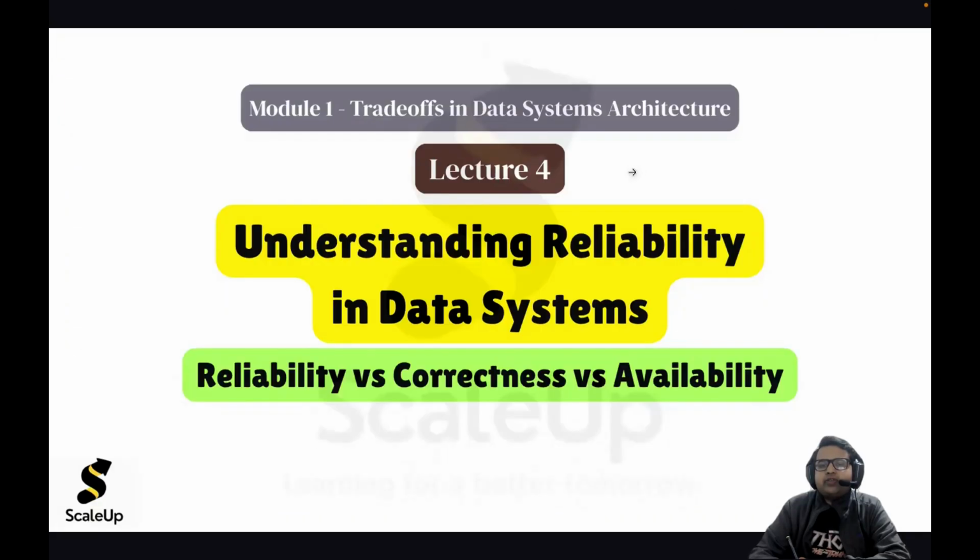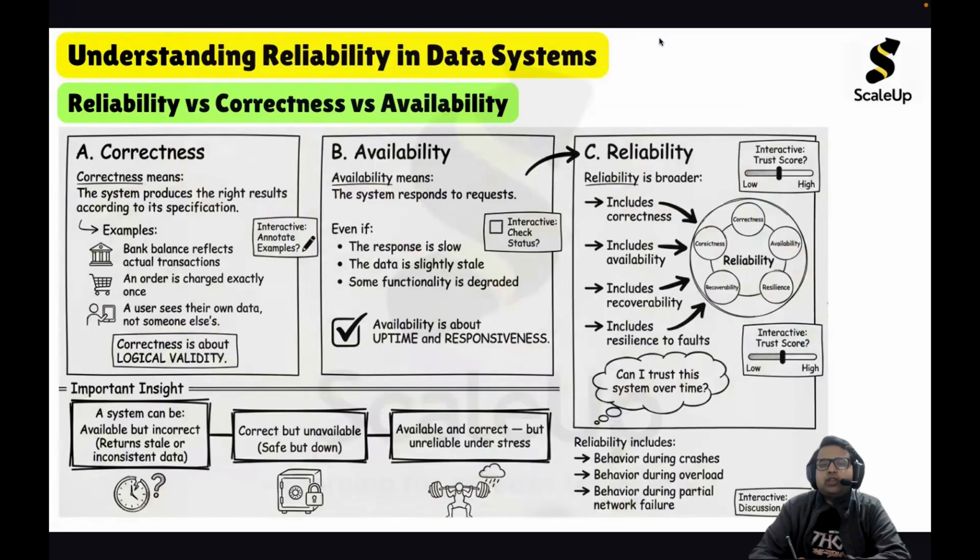Reliability versus correctness versus availability. All these are different terms with different meanings. If I talk about correctness, it means the system produces the right results according to its specification. Correctness means whatever the system is supposed to produce, it is producing that. That is correctness, and it makes sense.